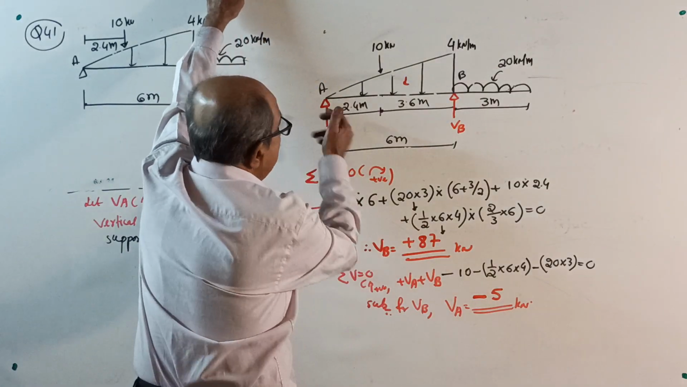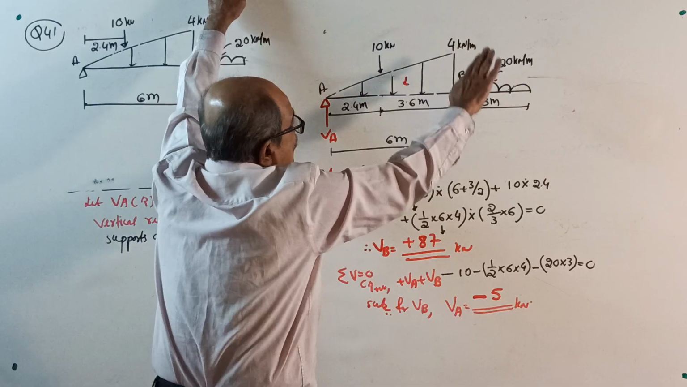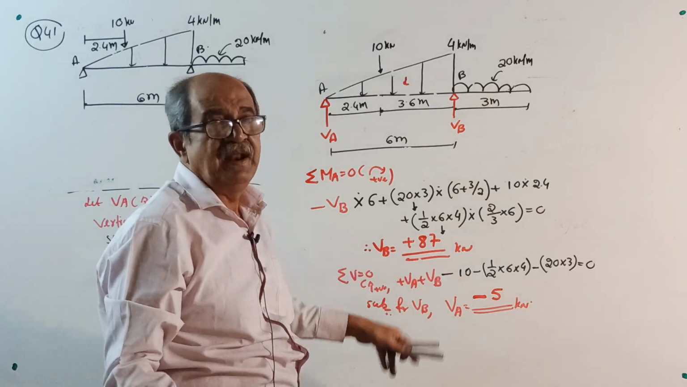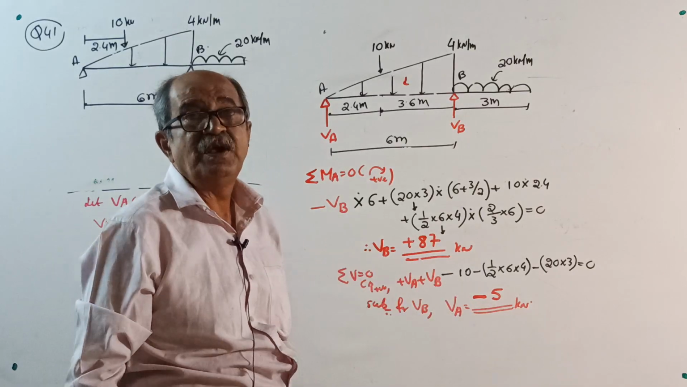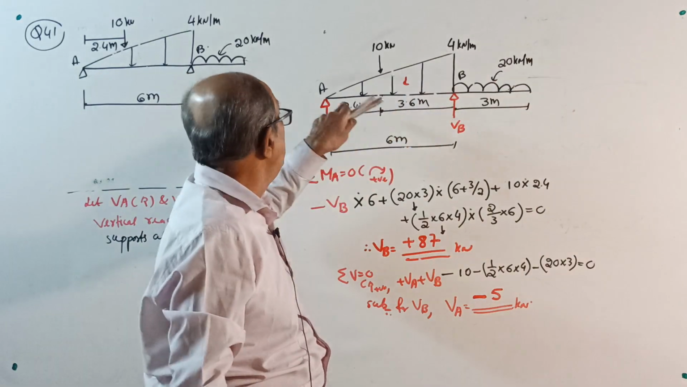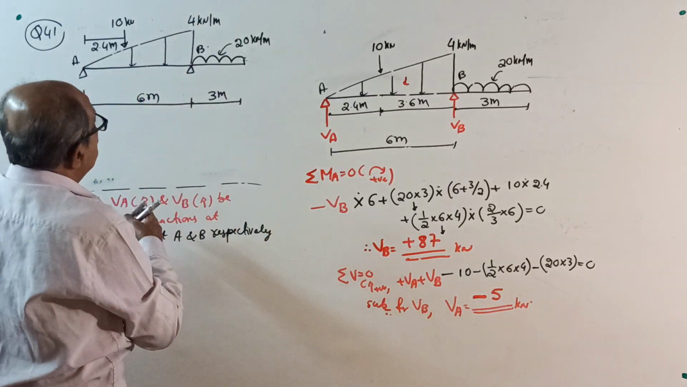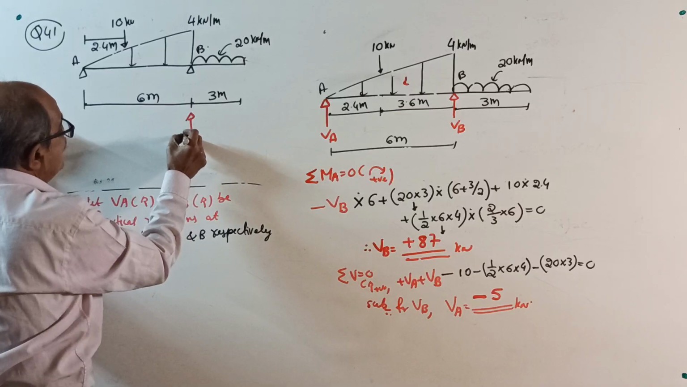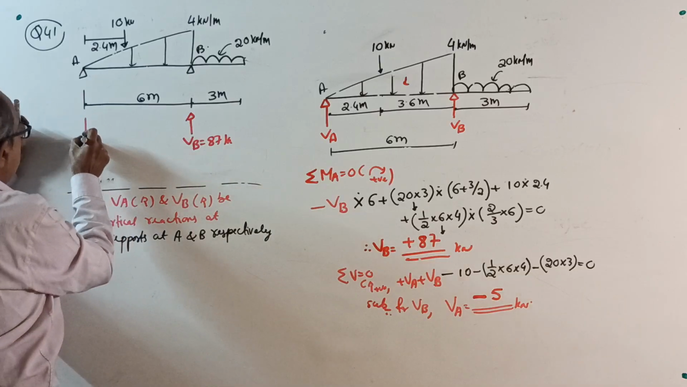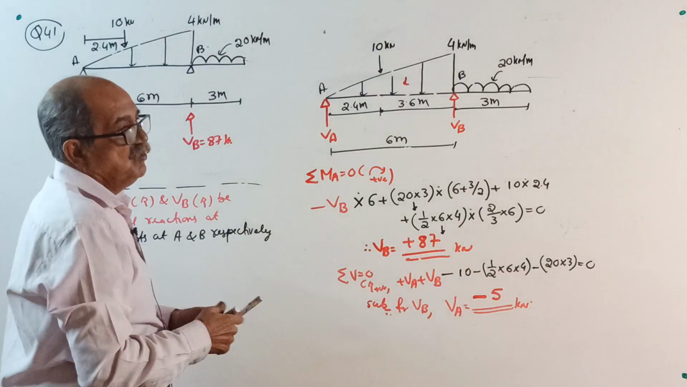Sigma V equals 0: plus VA plus VB minus 10 minus half into 6 into 4 minus 20 into 3, equal to 0. Substitute for VB equal to plus 87. Remember, VA will come minus 5. What I have done is, I have put a very heavy load on the overhang. I want negative sign to come here. Okay, minus 5 will come. Therefore, write the answer. Support reaction will be, your VB is upward of 87 kilonewton, but your VA is downward of 5 kilonewton. Okay, now, just to understand.